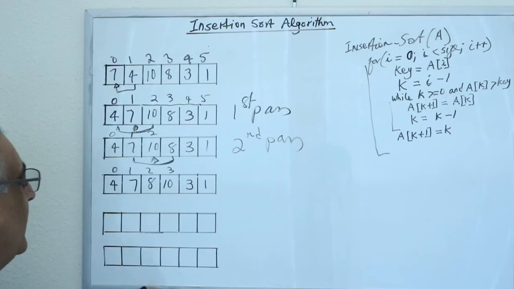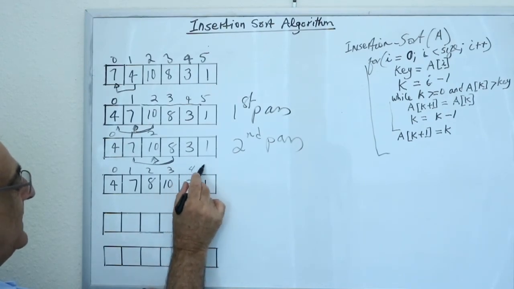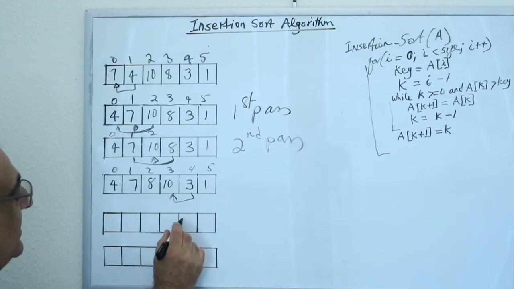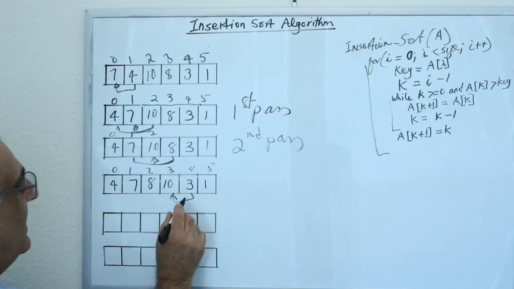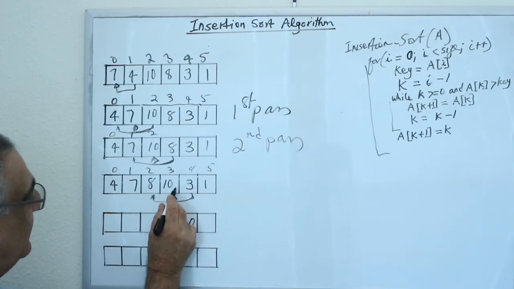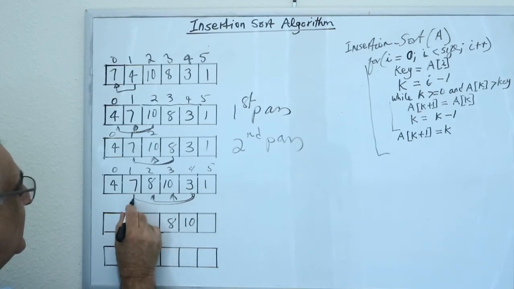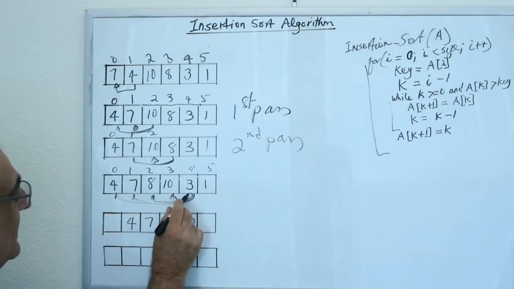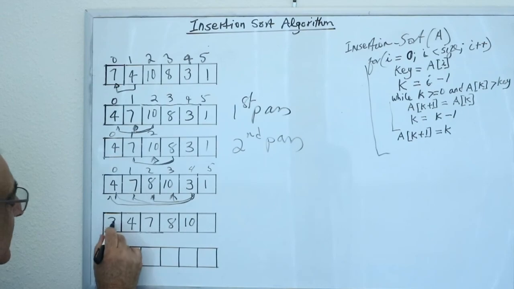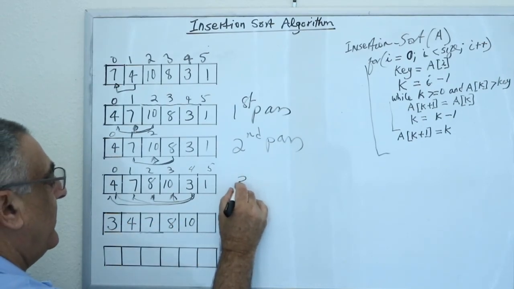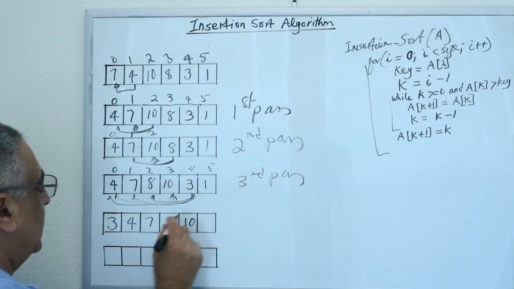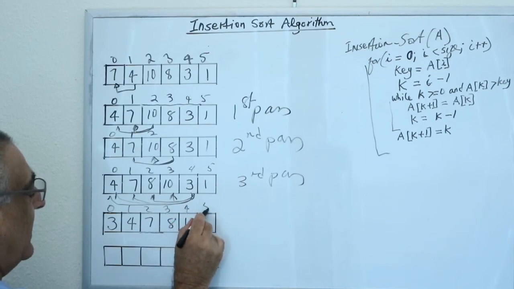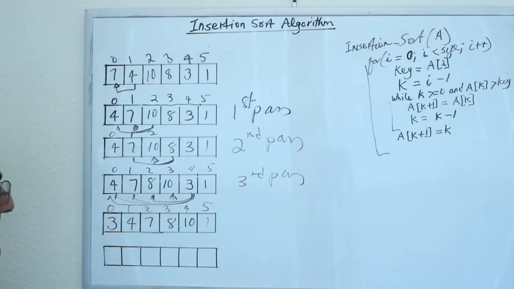Now this is where we are. Look at 3. That's index 4 and this is index 5. Is 3 less than 10? Yes. So move the 10. Is 3 less than 8? Yes. Move the 8. Is 3 less than 7? Move the 7. Is 3 less than 4? Move the 4, so there's nothing, you insert 3. During my third pass, this is what I have now. 0, 1, 2, 3, 4, and 5. That's a 1. So this is where I am.